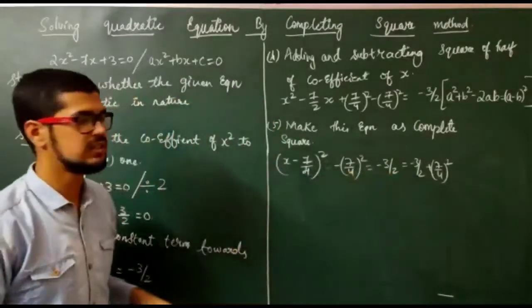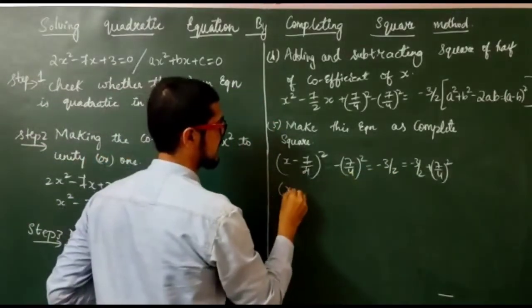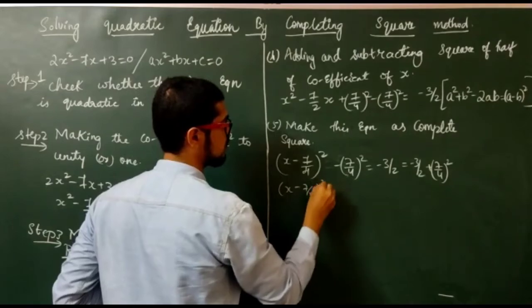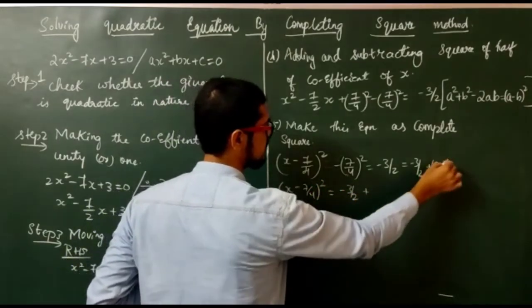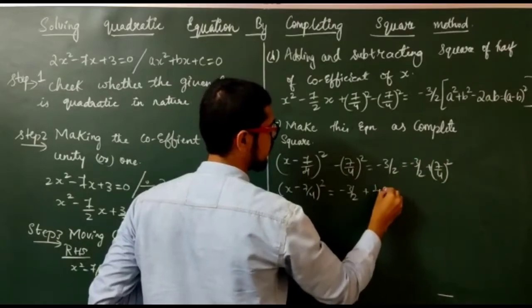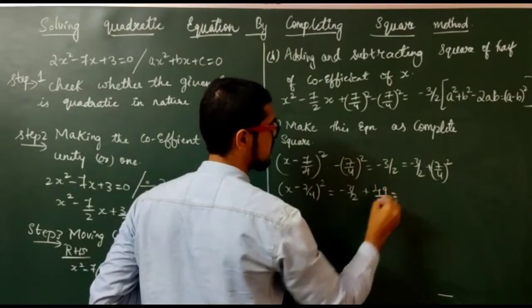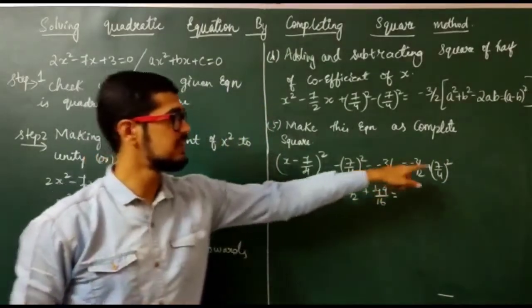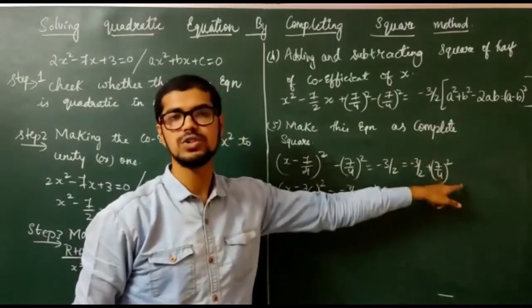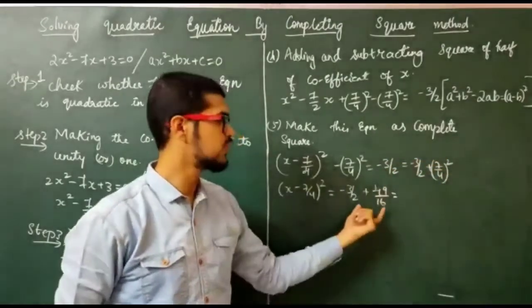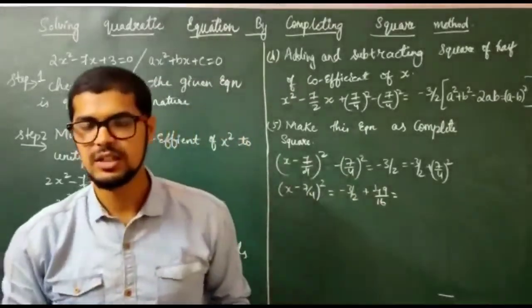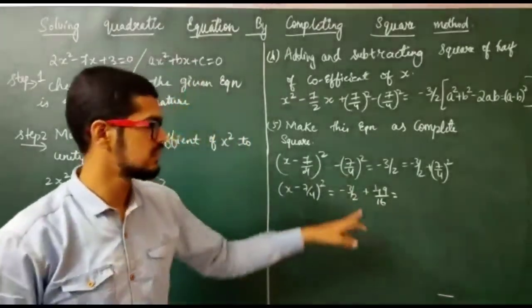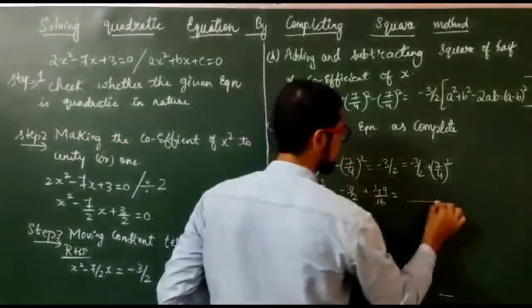Now quickly simplify this. So this is x minus 7 by 4 whole square is equal to minus 3 by 2 plus, how much is this one? 49 minus 16. Fine, because 7 square is 49 and 4 square is 16. Now quickly take the LCM and simplify. What is the LCM of 2 and 16? The LCM of 2 and 16 is, very good, it is 16.